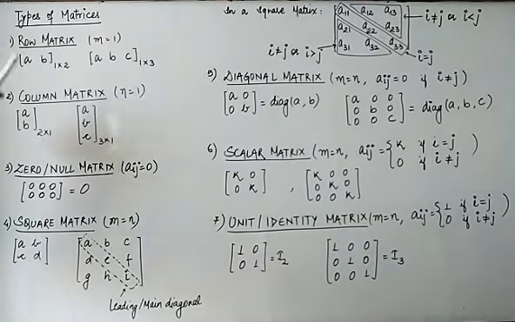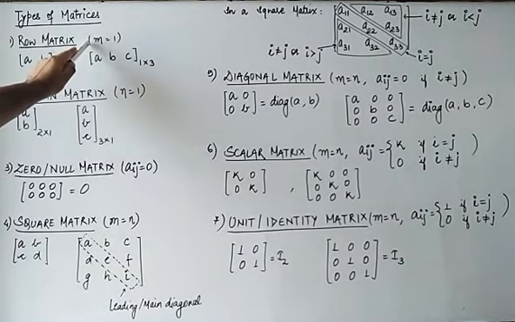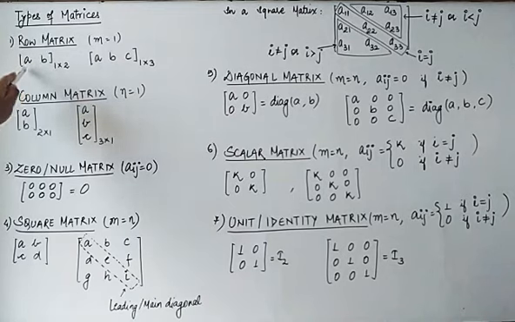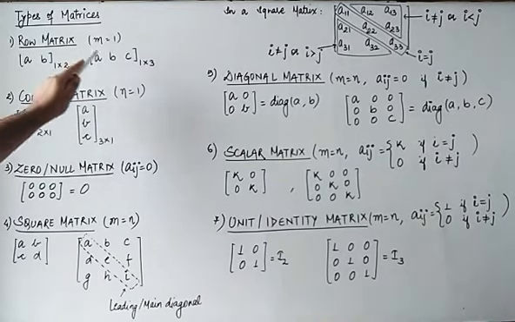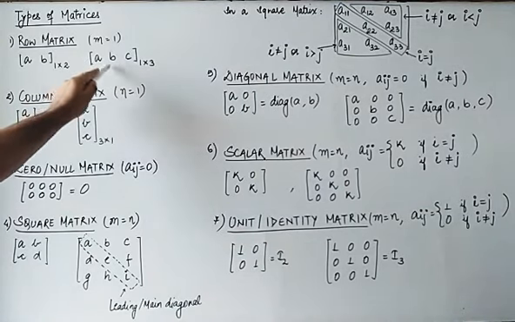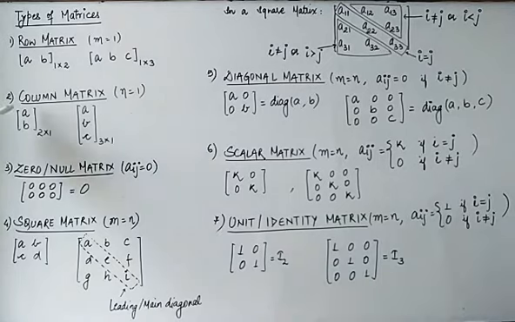So the first matrix is a row matrix. In a row matrix we have only one row, that is, number of rows equal to 1. Similarly, in a column matrix we have only one column. For example, [A B]. In this matrix we have one row and two columns. In this matrix [A B C] we have one row and three columns. So both are examples of a row matrix. Likewise, in these two matrices we have two rows and one column, three rows and one column. So they have one column. So these are known as column matrices.